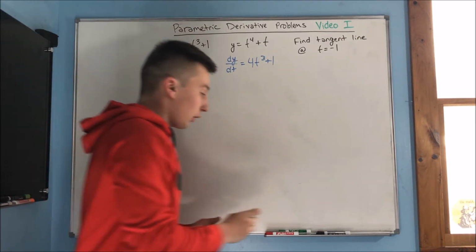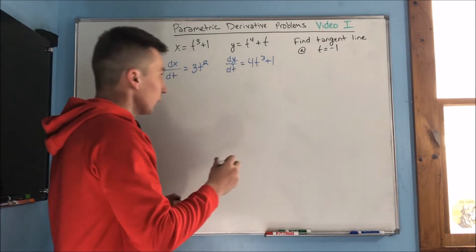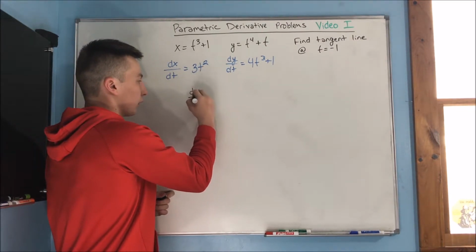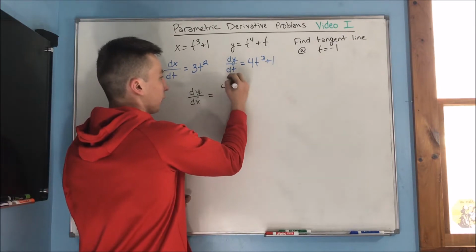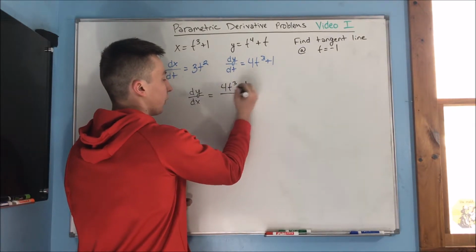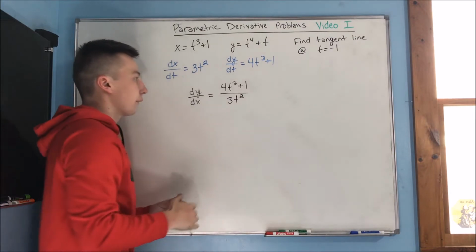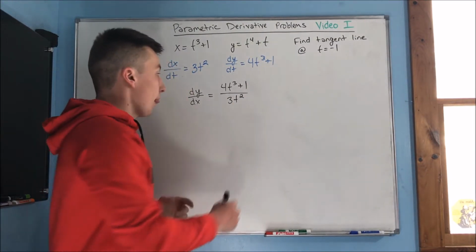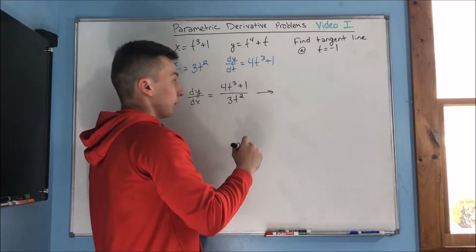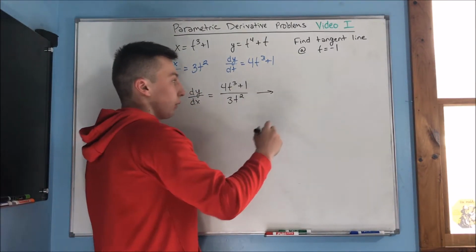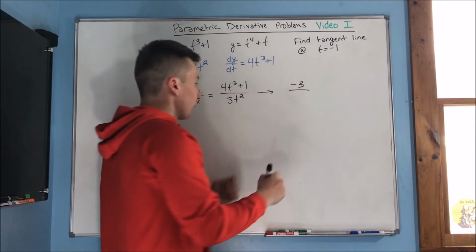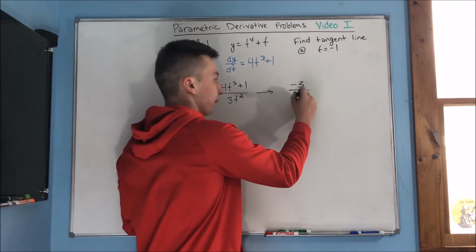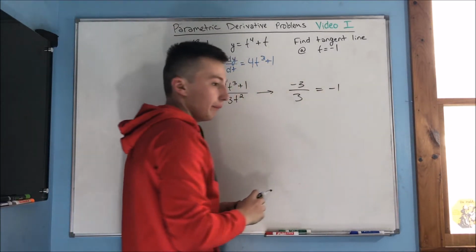Alright, putting that into our equation, it's going to be this over this, so dy/dx is going to equal (4t cubed plus 1) over 3t squared. And what will this slope be when t equals -1? Well, we just plug -1 in for t. We're going to get a -4 here plus 1, that's -3, over 3 times (-1) squared, which is just going to be 3. So that's just going to equal -1.